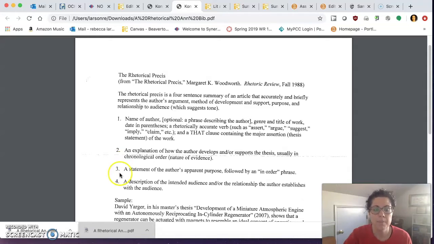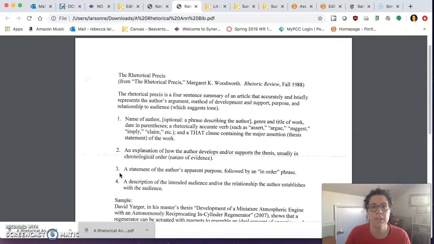Then your third sentence is going to be a statement of the author's purpose. What was the goal of the author in writing this? A peer-reviewed journal, I think, is the easiest, because you know the authors are writing to other people, typically in their research area, but they're also writing to the academic world. But something like a YouTube video, who is their audience? Why are they putting this out into the world?